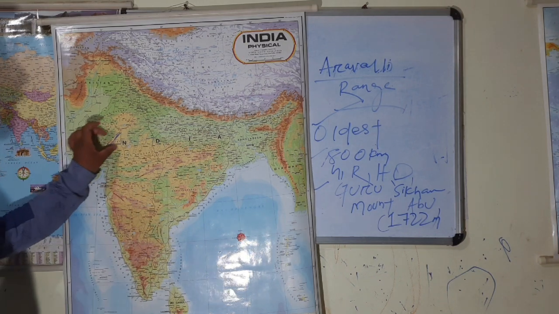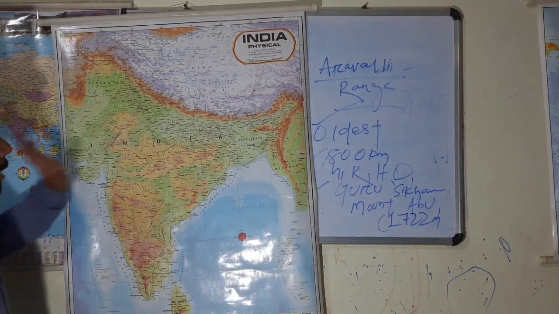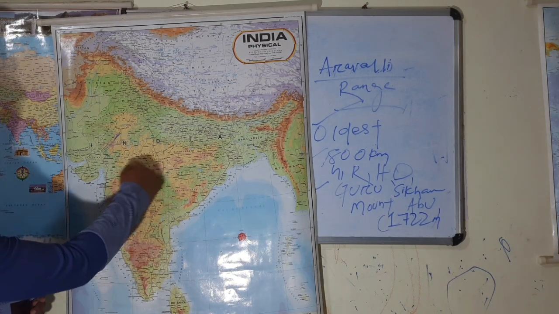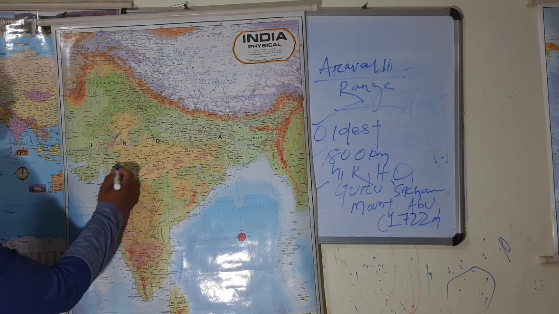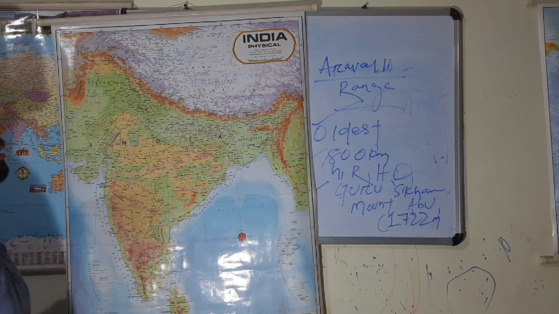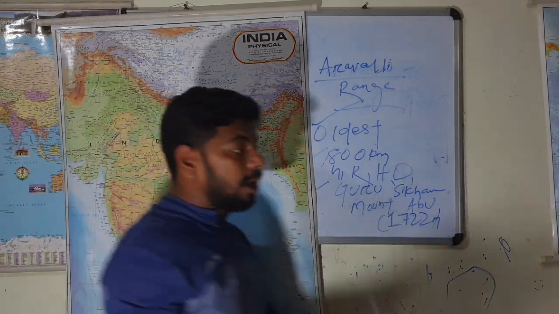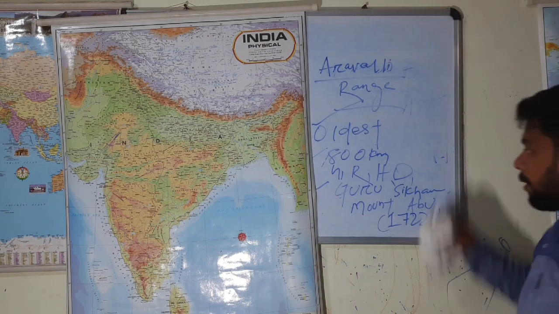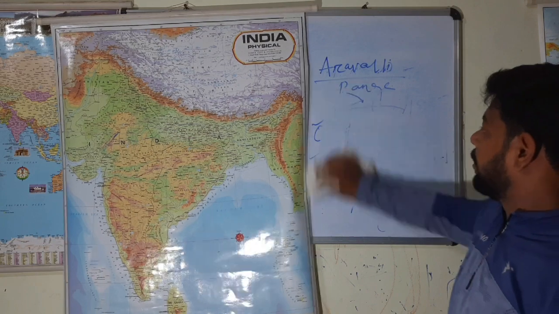So far what have we finished? The Aravalli range, then the Malwa plateau, we have finished. Let's look at the southern part of the Malwa plateau, that is called the Vindhyan range. Okay, the Vindhyan range we are going to discuss.